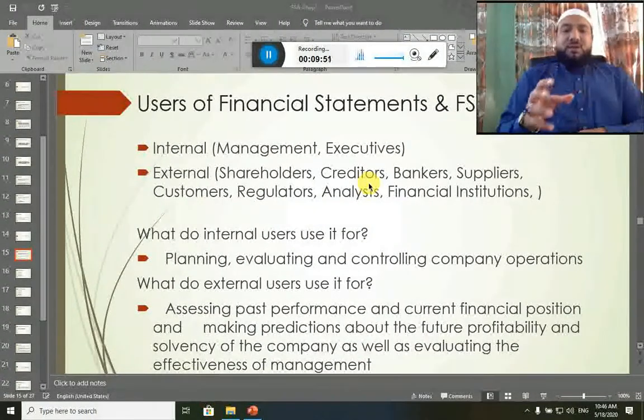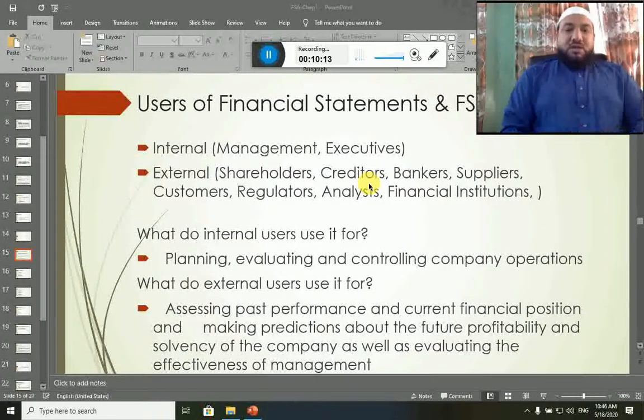Similarly, each division head or manager has its own purpose of using financial statements and financial statements analysis. Executives also use them for different purposes. So that's how the information is used, and how the financial statements analysis is used for analyzing a company and reaching a decision. So mainly, what do internal users use financial information or financial statements analysis for? They use it for planning, for evaluating and controlling the company's operations.